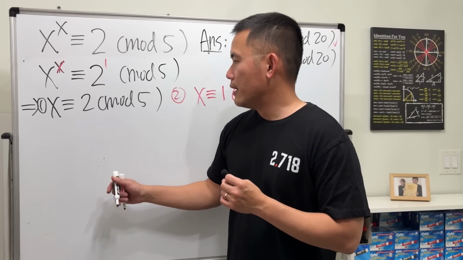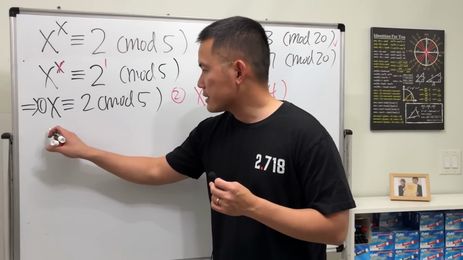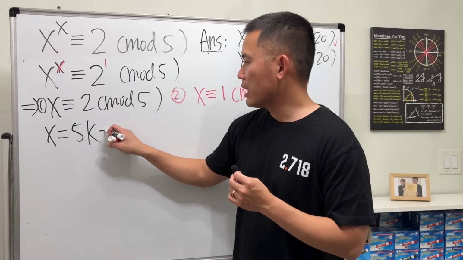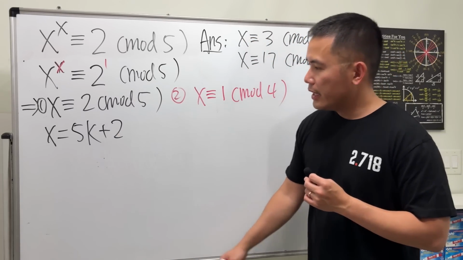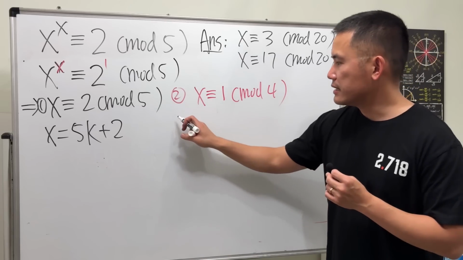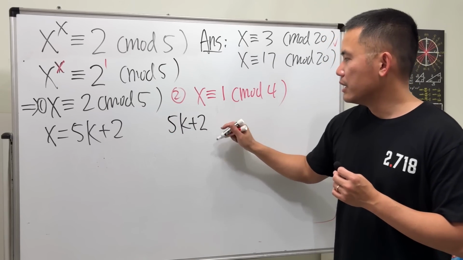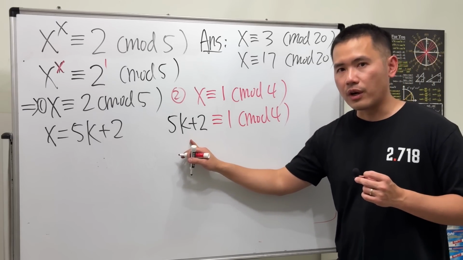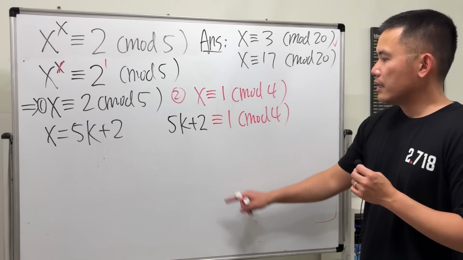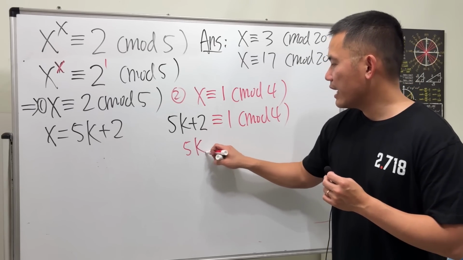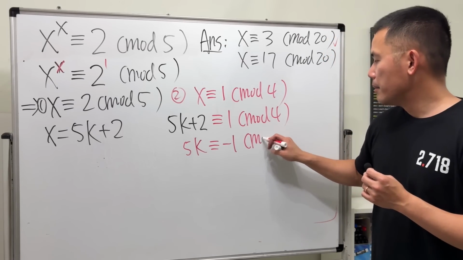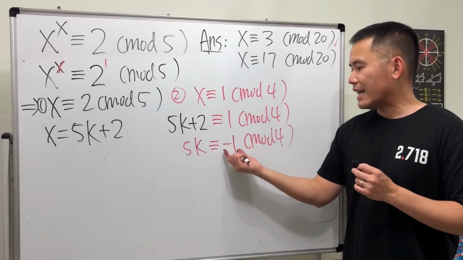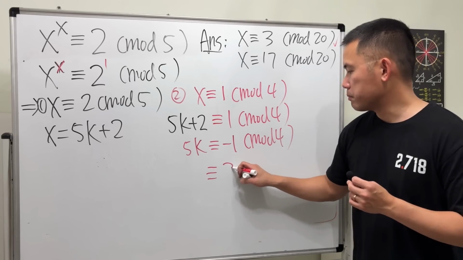For the first one, I'm just going to change that to an equation. x will be in the form of some multiple of 5, so I will put down 5k and then plus the remainder 2. And then I'm going to put this right here and say that 5k plus 2 is congruent to 1 mod 4. And then we'll just solve for k from here and then plug back in. Subtract 2 from both sides, we get 5k is congruent to -1 mod 4. And right here, if you don't want to work with a negative number, you can just add 4 to it. So you can say that's congruent to positive 3.